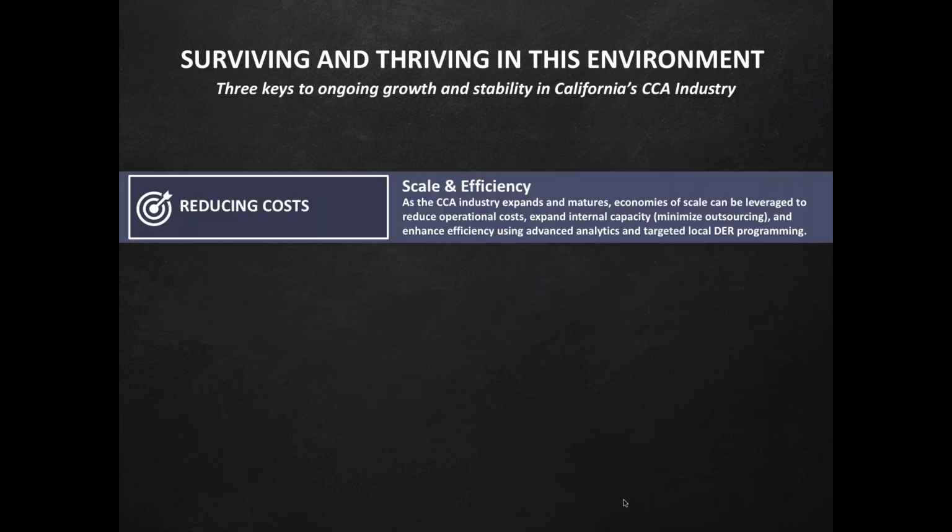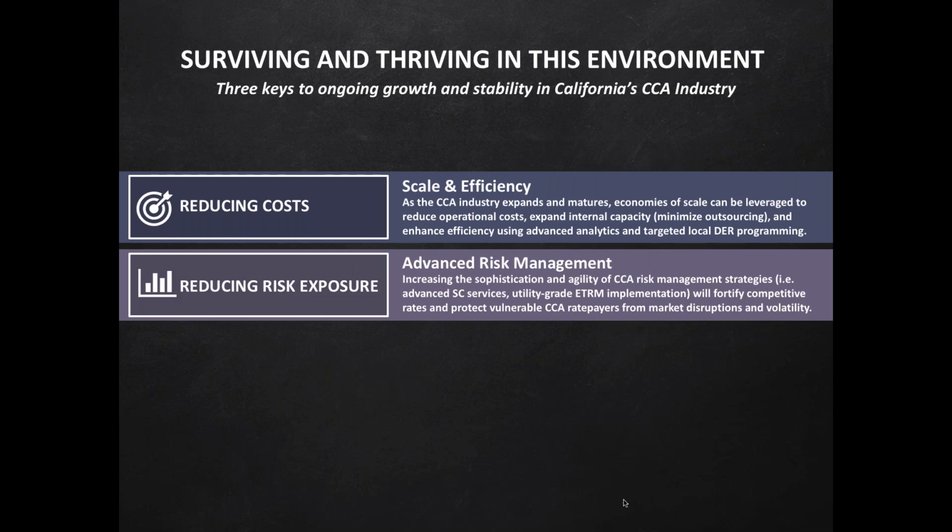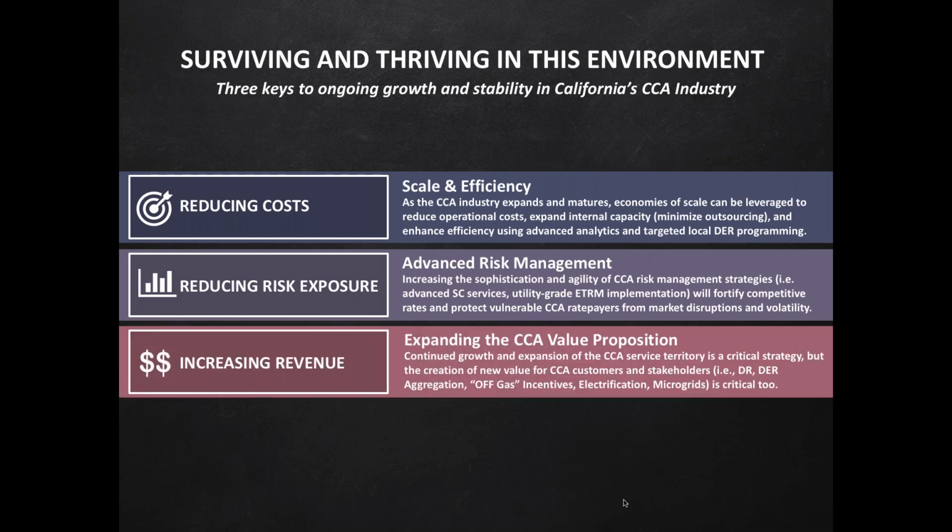Okay, so then, what are the things that CCAs are and should be doing to remain competitive and continue this phenomenal growth and stability in the industry during these dynamic circumstances that we're facing? There's no doubt that there are many more strategies that we could add to this list, but I wanted to focus on these three, which I think are really central to the discussion.